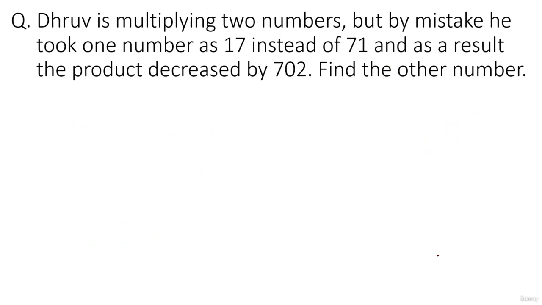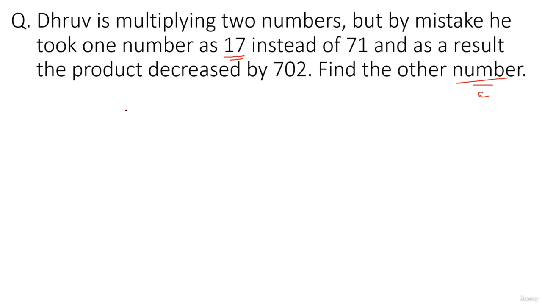Dhruv is multiplying two numbers, but by mistake, he took one number as 17 instead of 71. As a result, the product decreased by 702. Find the other number. Let me say the other number is A. So one number he took as 17.